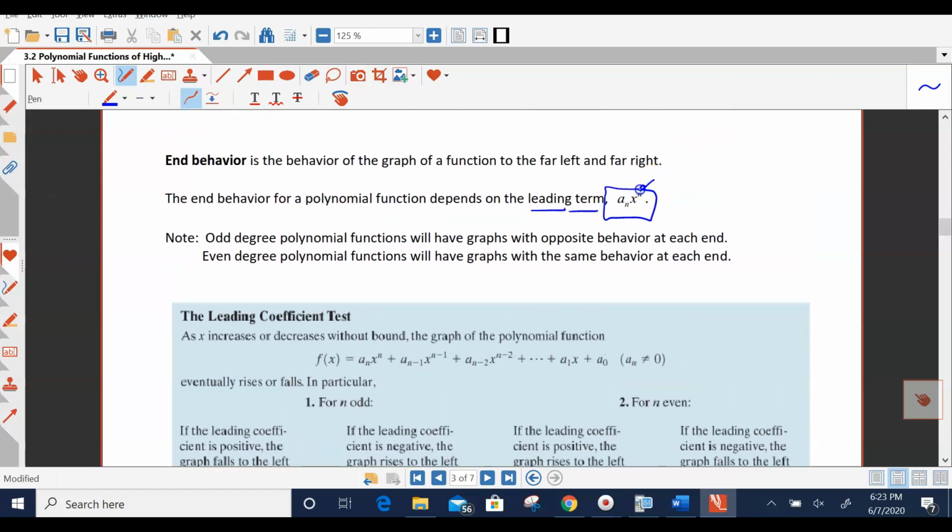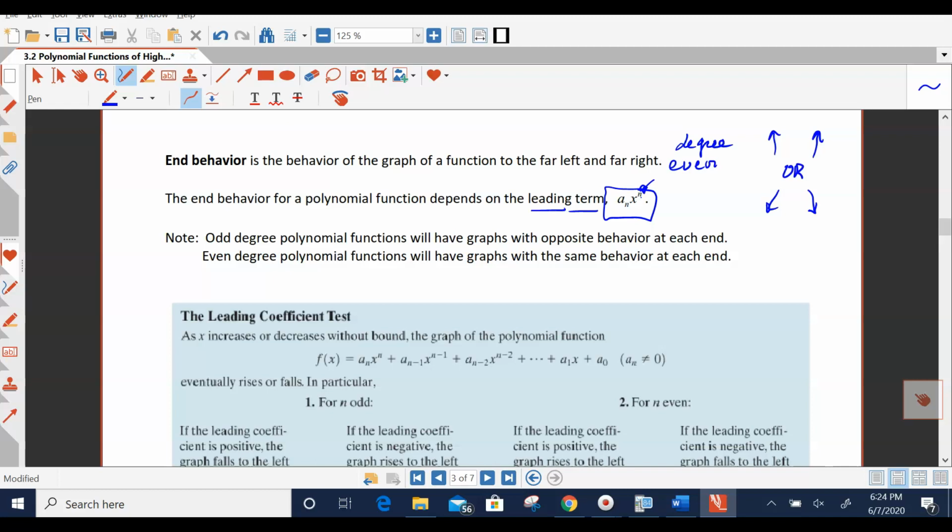If your degree is even, what did I just say a second ago? They're going to all look like what? A parabola. So if that degree is even, then either both ends will go up or both ends will go down, because the ends are going to behave like a parabola, whether that's a 6th degree or a 102nd degree. The ends will behave like a parabola, both up or both down.